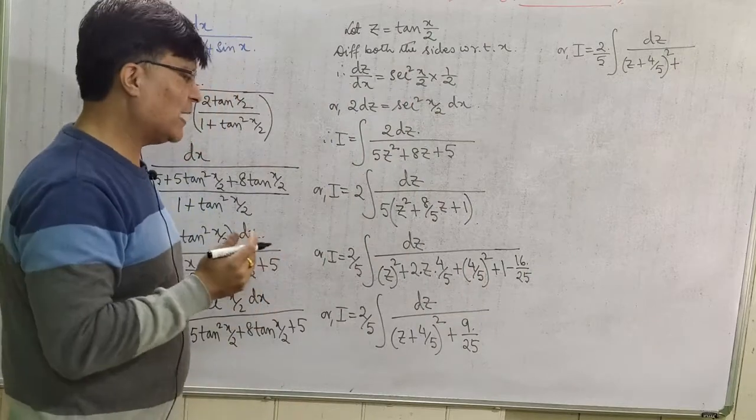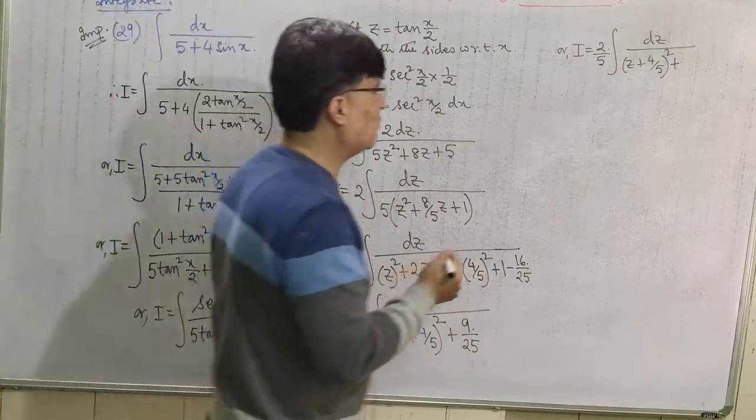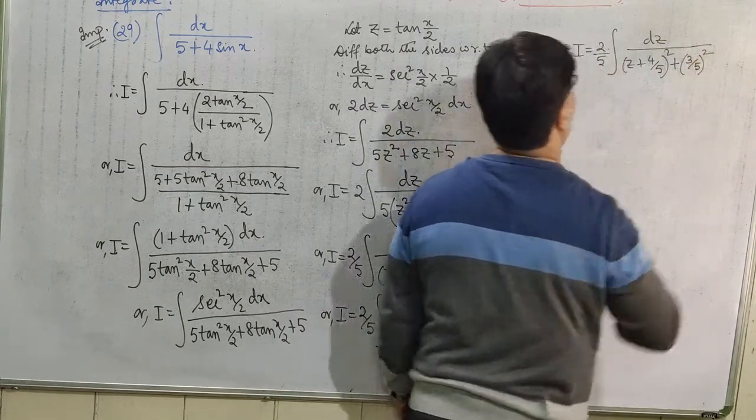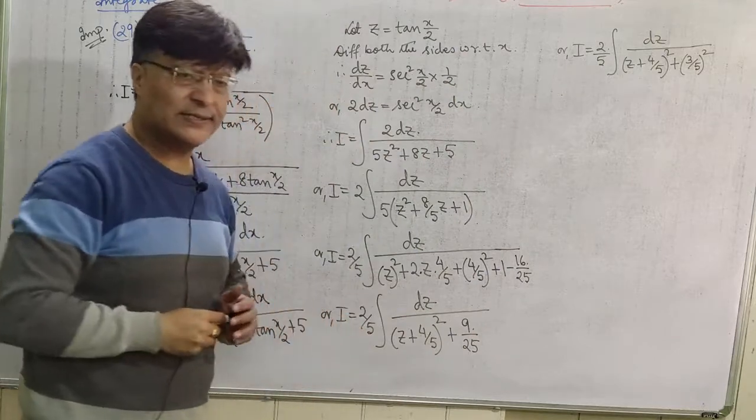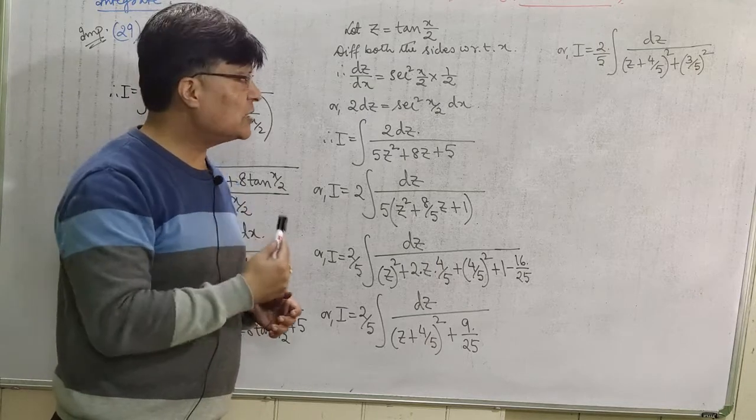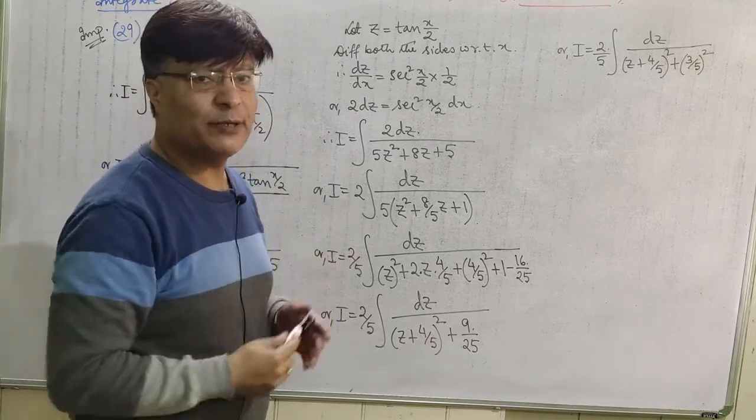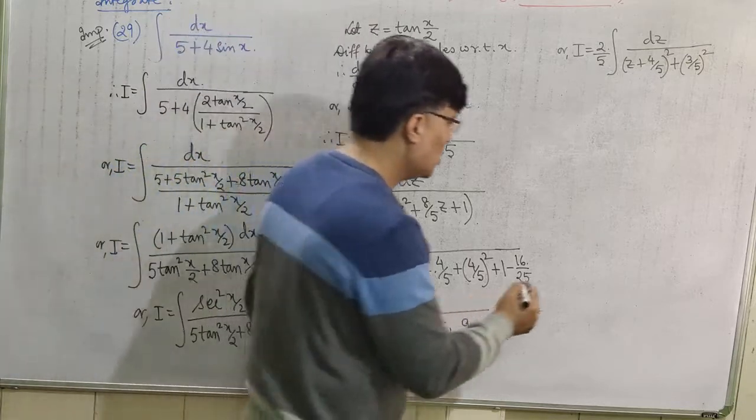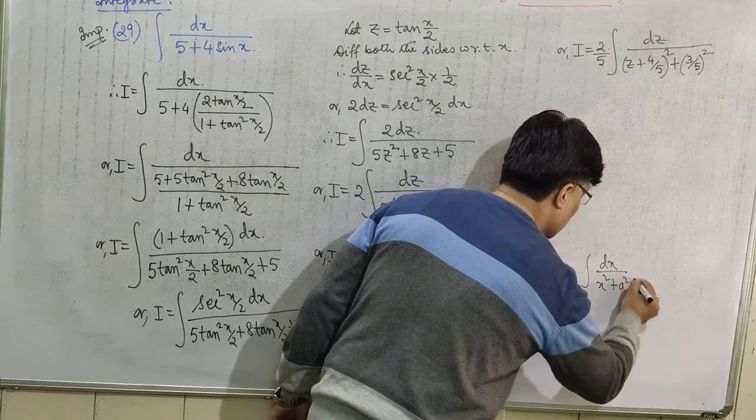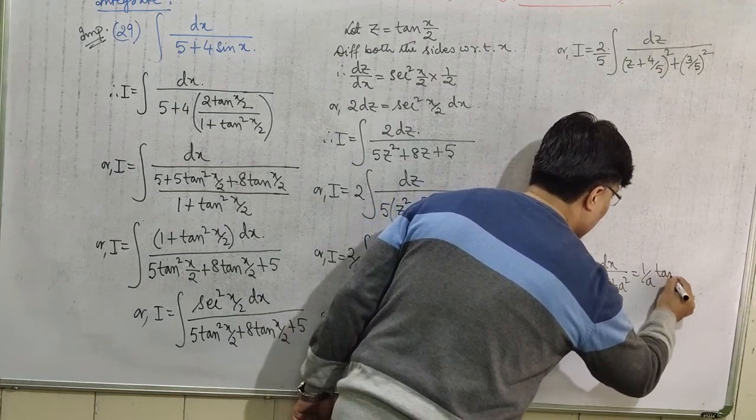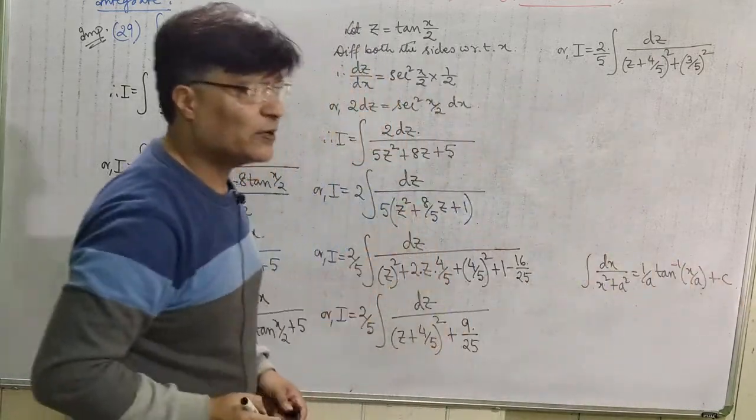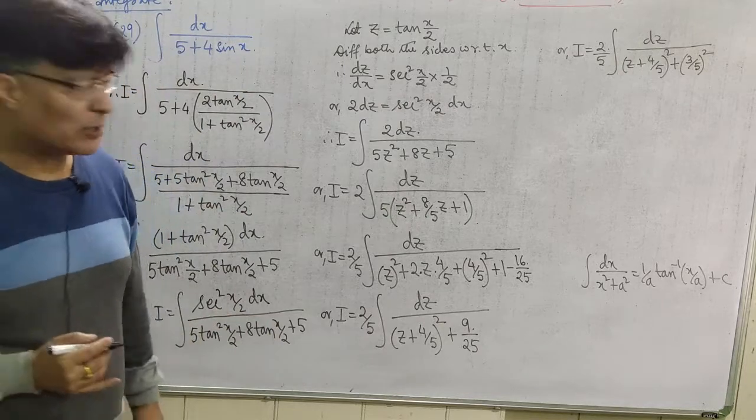So 9 by 25 can be written in terms of whole square. That is your 3 by 5 whole square. So in this case, what is x? X is z plus 4 by 5. And what is a? 3 by 5. So this is the standard form number 1 as we have done in the previous problem. You can use this formula, that is integration of dx divided by x square plus a square is equal to 1 by a tan inverse x by a plus c. So this is the first standard integral from method of substitution.